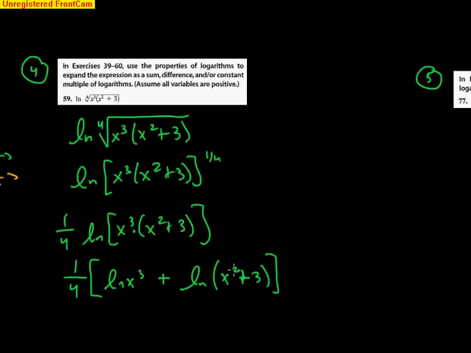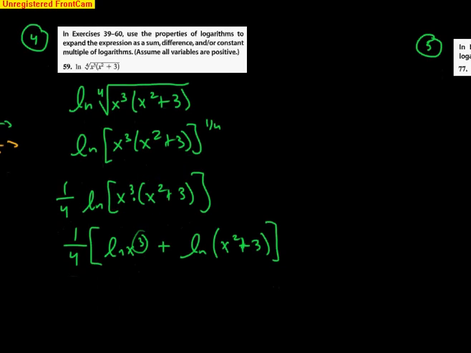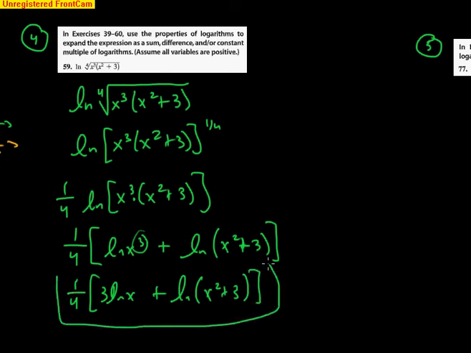Logs are not distributive. And now the last thing I must do is this 3. Put it out in front. So if I slide down, 1/4, 3, natural log of x plus the natural log of x squared plus 3. And there's a good final answer. Okay, so that's kind of tricky. But again, just make sure usually it's product rule, quotient rule, and then power rule. This one had a power over everything, so I had to take care of that first. Okay, but you notice inside, product rule, power rule.